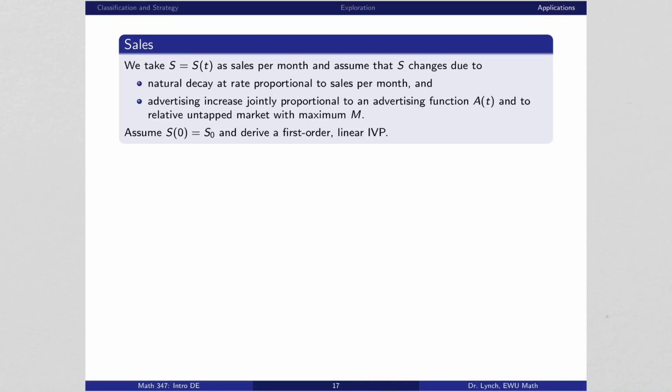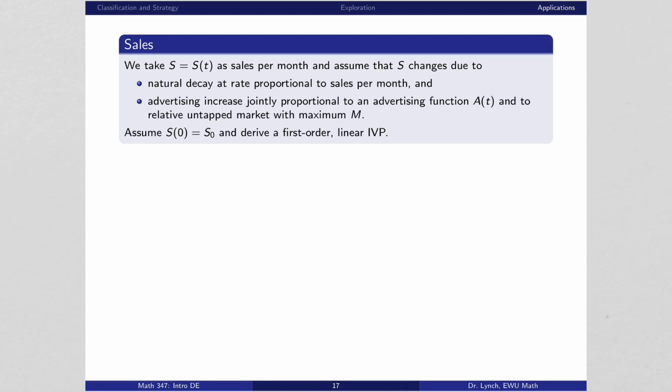Okay, so in this case, we'll assume that there's some sort of initial sales at the beginning of the month and derive a first order linear differential equation for sales together with that initial condition that'll form an initial value problem. So again, a few keywords here. The first keyword is a natural decay at a rate proportional to sales per month. Okay, so that should remind us of something we've seen before. And then here's a new keyword, jointly proportional.